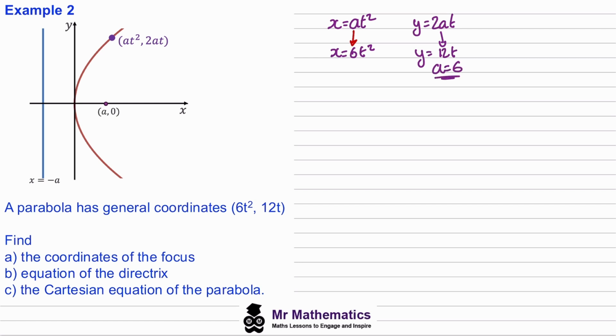So this will give us the coordinate of our focus, and this a value here will be 6. So the focus will be (6, 0). And then for the directrix, we'll have the equation x equals -6, or x plus 6 equals 0. And then for the equation of a parabola, we know the general Cartesian form is y squared equals 4ax. And if a equals 6, then this will be y squared equals 24x. So this will be the Cartesian form of the parabola. Okay? Let's try one more question.